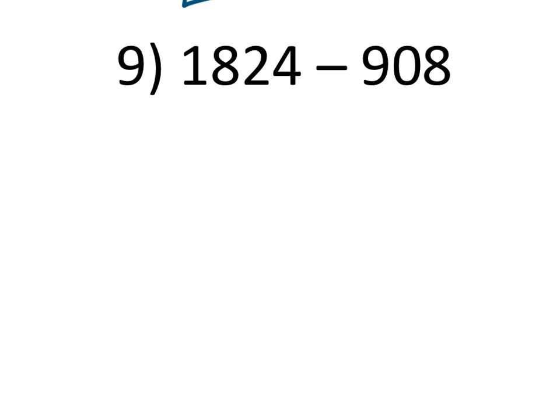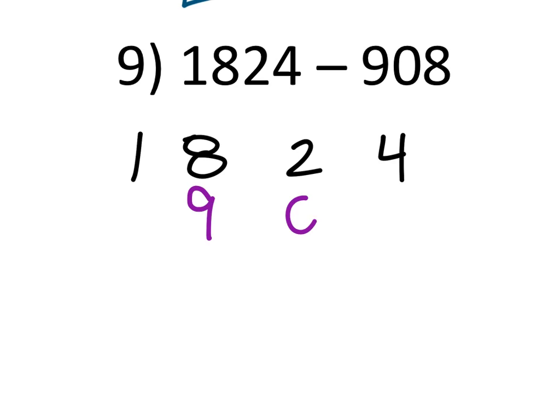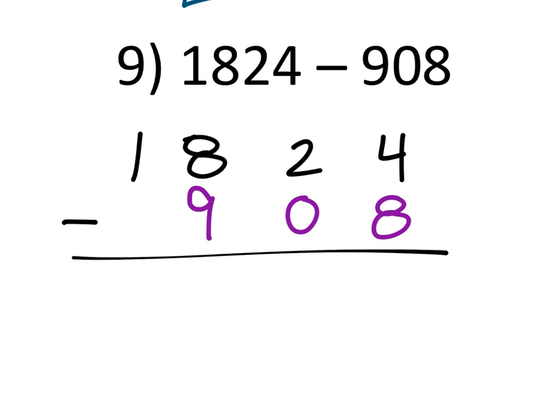Well, what about number 9? So again, I'm going to stack these up. I've got 1,824, and I'm subtracting this 900. Bad 9. There we go. 908. So subtract.